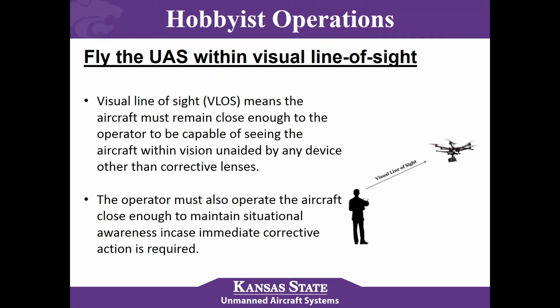So simply put, you have to be able to see that unmanned aircraft and be able to, at any given time, maneuver the aircraft safely away from, let's say, another manned aircraft that comes into the area. So using binoculars or strictly using the camera feed off of your unmanned aircraft will not suffice. It has to be direct visual line of sight. The operator must also operate close enough that they can maintain situational awareness in case immediate or corrective action is required.